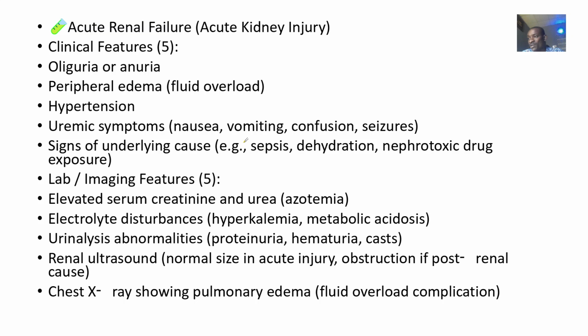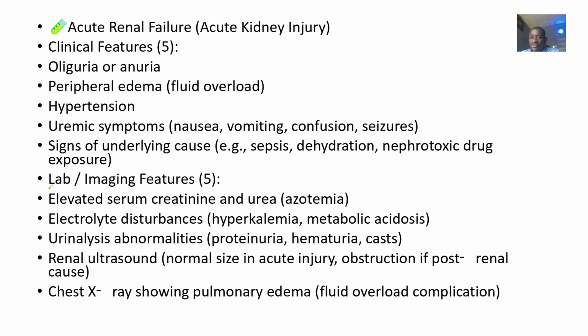If you have acute renal failure, of course, you are producing low urine, or you are not producing urine at all. So there's oliguria or there's anuria. Okay, peripheral edema, hypertension, uremic symptoms like nausea, vomiting, confusion, seizures. Then most of the times, something is causing the acute renal failure, right? So you can also have the signs of that thing causing the acute renal failure showing off.